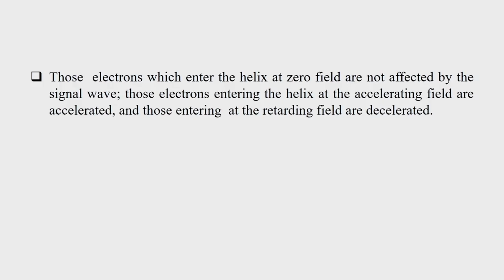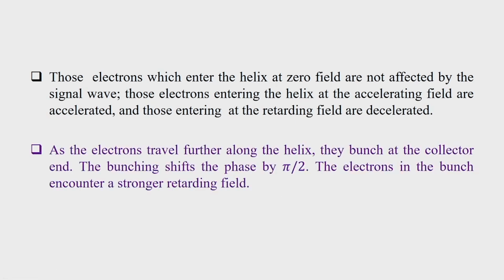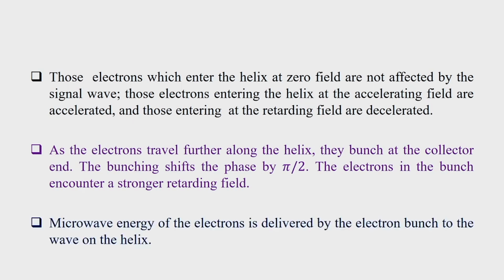Those electrons which enter the helix at zero field are not affected by the signal wave. Those electrons entering the helix at the accelerating field are accelerated, and those entering the retarding field are decelerated. As the electrons travel further along the helix, they bunch at the collector end, and bunching shifts the phase by pi by 2. The electrons in the bunch encounter a stronger retarding field. Microwave energy of the electrons is delivered by the electron bunch to the wave on the helix.